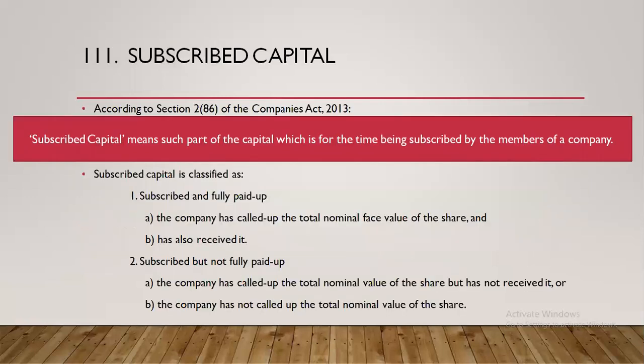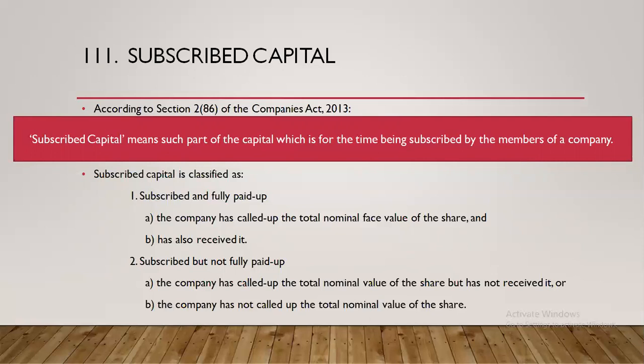Next is subscribed capital. According to Companies Act 2013, Section 2(86), subscribed capital means such part of capital which is for the time being subscribed by the members of a company. Subscribed capital is classified as subscribed and fully paid up, and subscribed but not fully paid up. So in simple words, subscribed capital means the shares taken up by the public. Subscribed capital can be equal to issued capital or less than this.